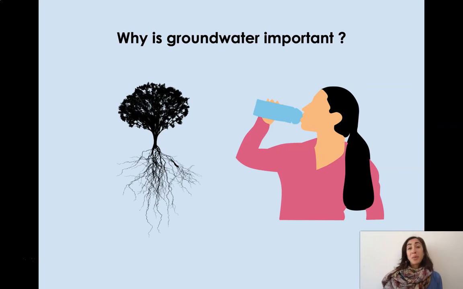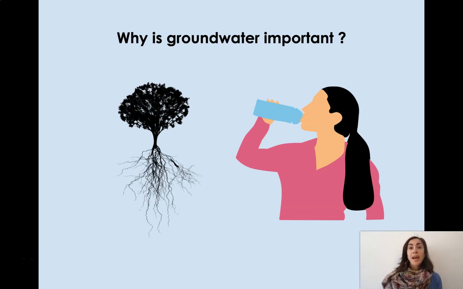Now, let's move on to talk about why groundwater is important, and I have here 2 pictures to help you think about it. So why is it important? Let's think about it for a second. Groundwater is important because all the organisms relying on the ecosystem depend on it. Plants depend on it directly, as we showed earlier.